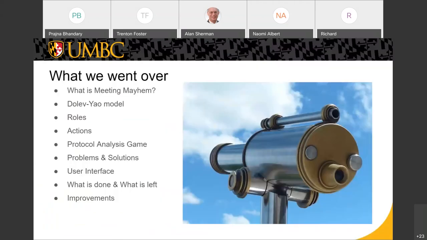So to recap, we talked about how Meeting Mayhem is going to teach adversarial thinking, why we chose the Dolev-Yao model, the different parts of the game and what people can play as, what they need to do to win, what it looks like to play an actual game, what the user interface looks like, what's done, what's left, and the benefits of creating this digital version.